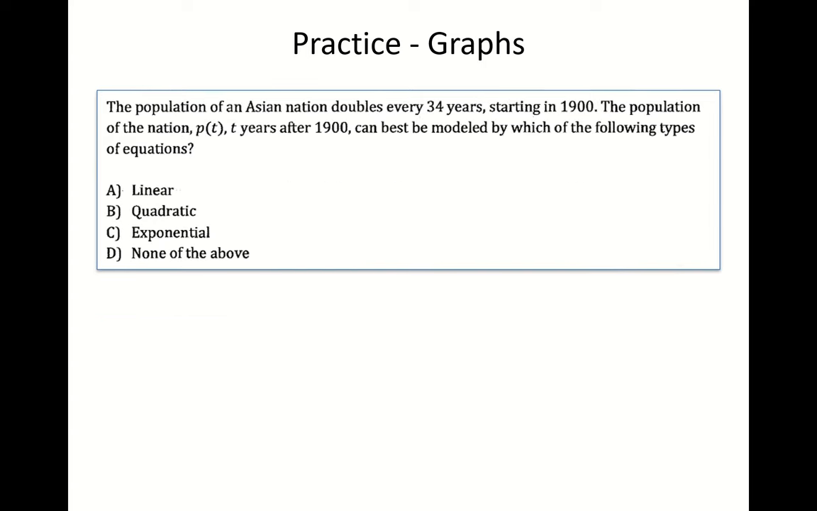Again, here's another question. You can just enter this into the chat. The population of an Asian nation doubles every 34 years starting in 1900. The population of the nation after 1900 can be modeled by which of the following types of equations? So exponential function. Yes. Population growth, interest rates, a lot of those things that grow exponentially.